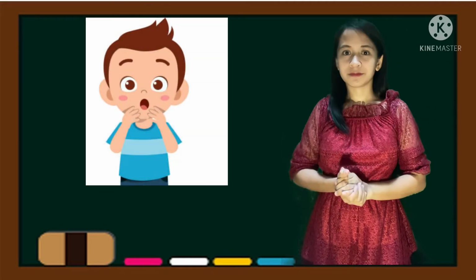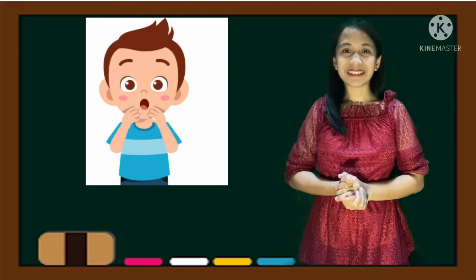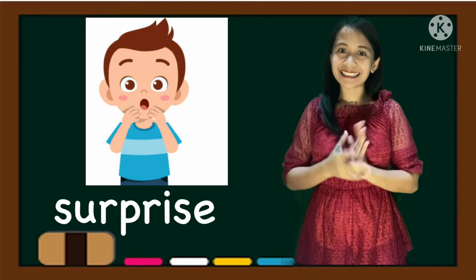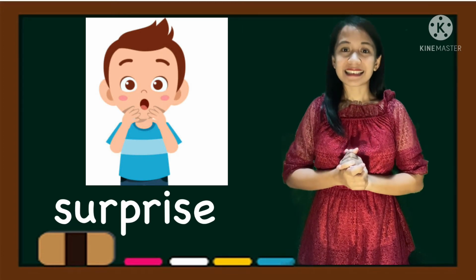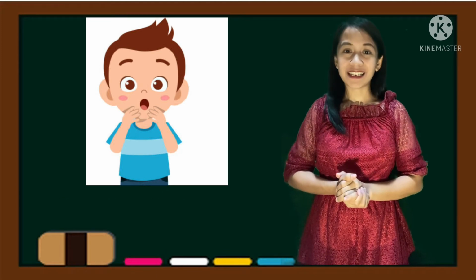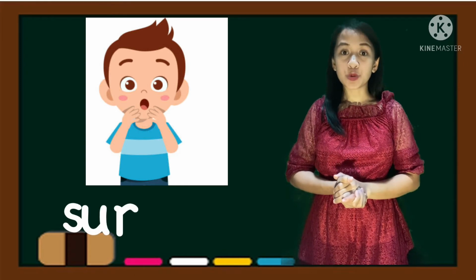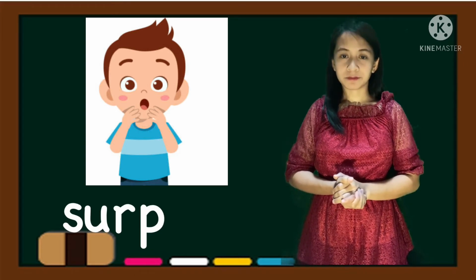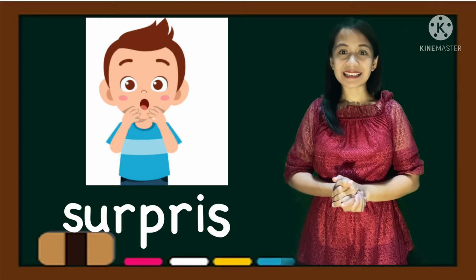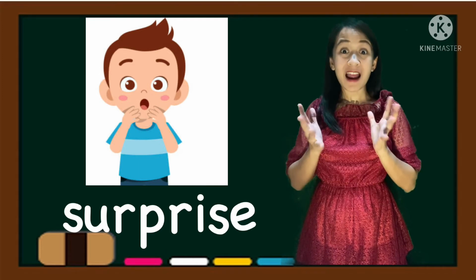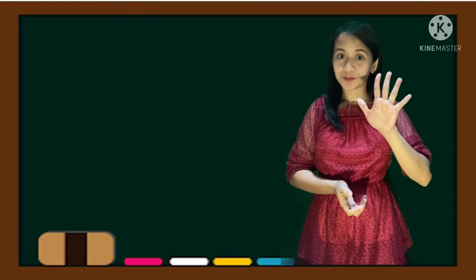Let's look at the picture. What emotion is that? Yes, surprise. Everybody, surprise. Very good. Now let's spell. S, U, R, P, R, I, S, E. Surprise. Very good, class. Now let's go to number 5.